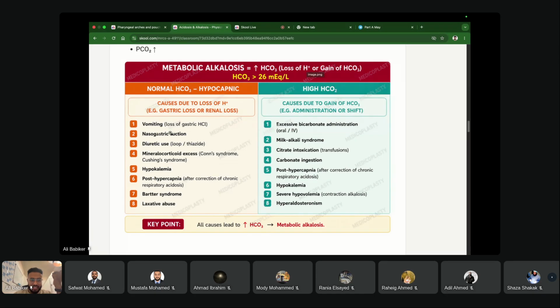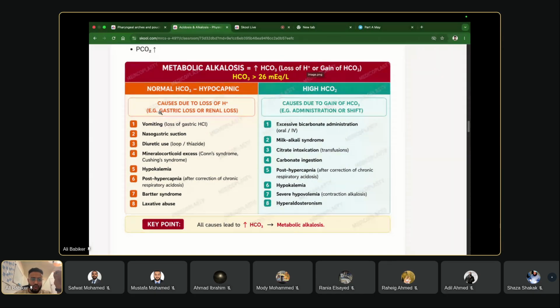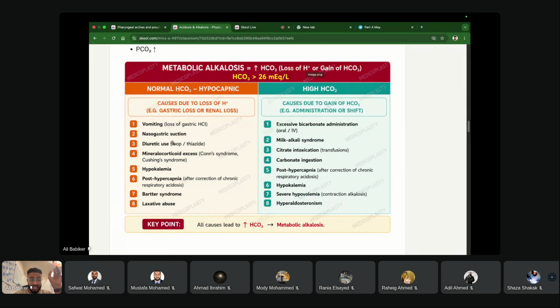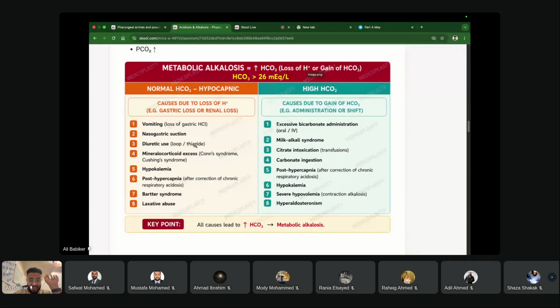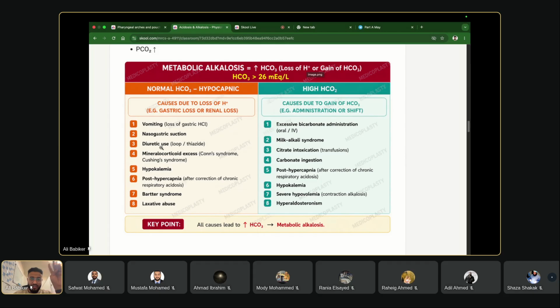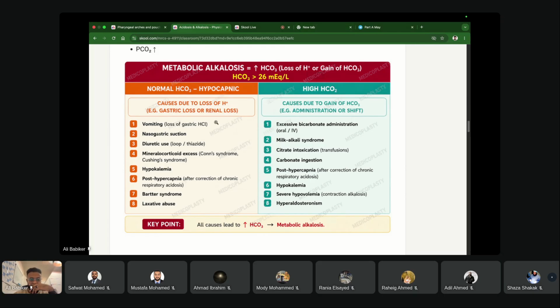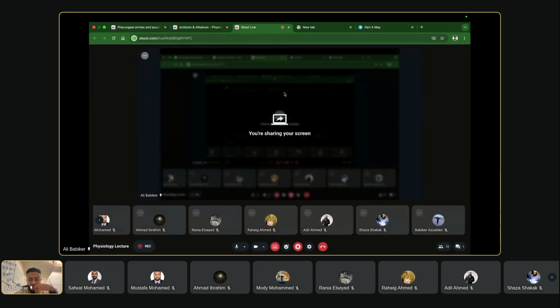Nasogastric suction, same idea. When you vomit or when you do nasogastric suction, same idea. You will suck the acid from inside. Diuretic use, like loop or thiazide. If someone answers for me, I will give him a gift. Diuretic use, why does it cause metabolic alkalosis? Loop diuretic, why does it cause metabolic alkalosis?